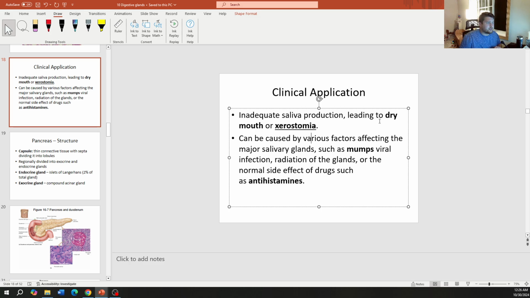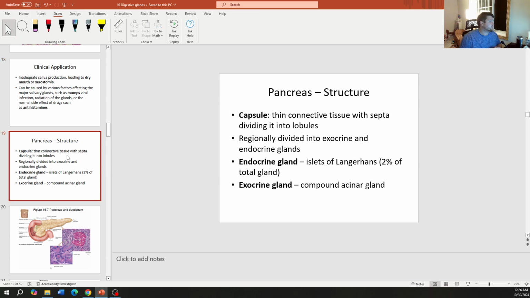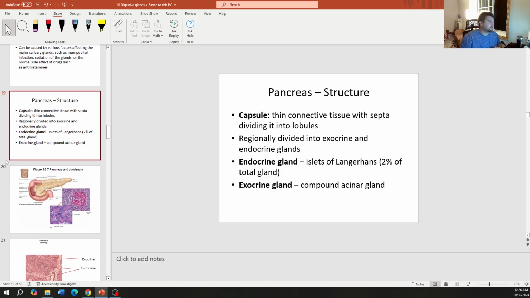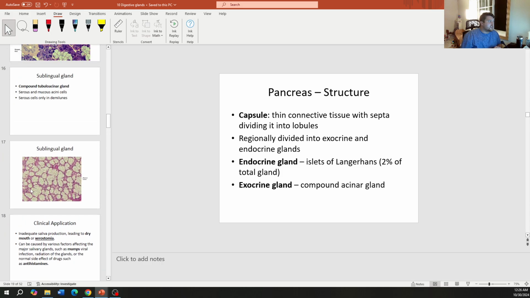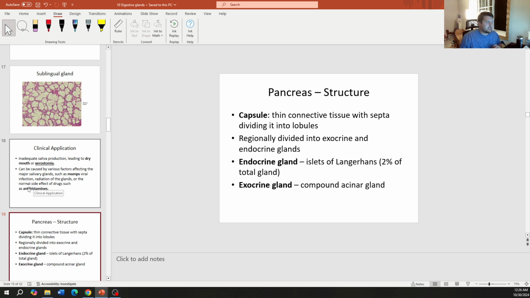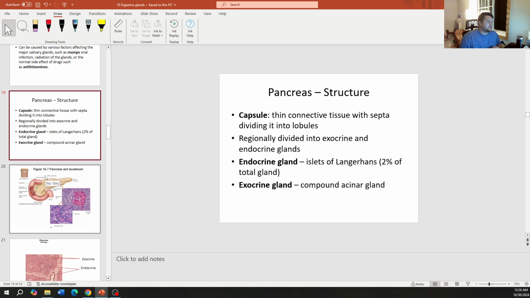Dry mouth can be associated with anything that affects the salivary glands, like the mumps, viral infection, radiation, or normal side effects of drugs such as antihistamines. So allergy medication. Okay, finished with the salivary glands, we're going to move on to the pancreas. So the pancreas is never going away.